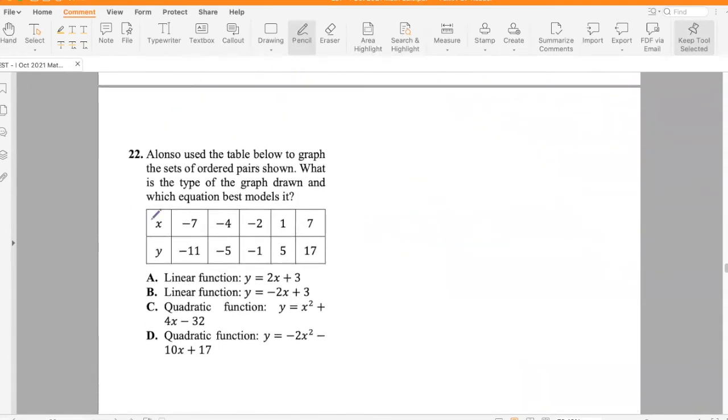Alonso used the table below to graph the sets of ordered pairs shown. What is the type of the graph drawn? Which equation best models it? Okay, so we have to determine if it's linear or quadratic. So let's first see how the graph is behaving. So I'm going from minus 7 to minus 4. So this is plus 3 and this becomes plus 6. Okay, so when x increases by 1, y increases by 2 in the first case.